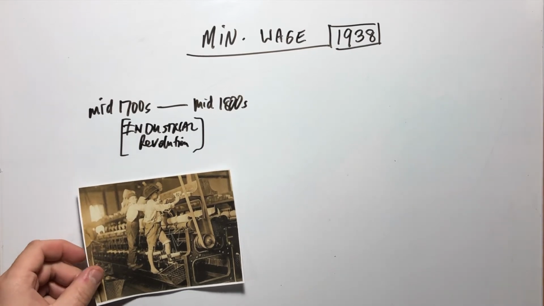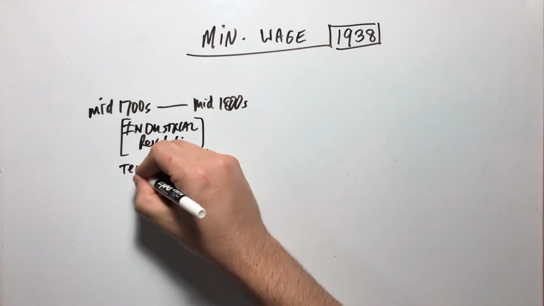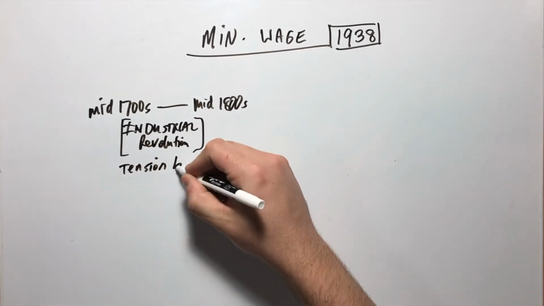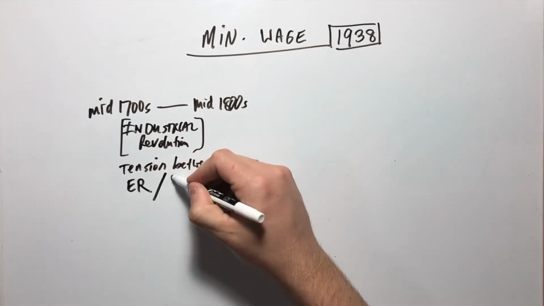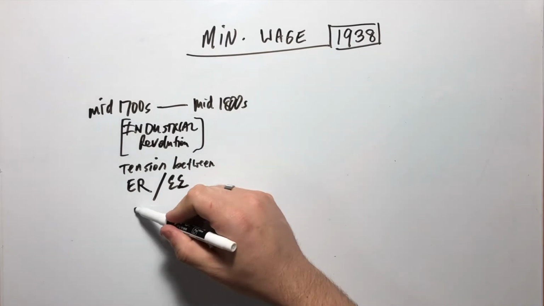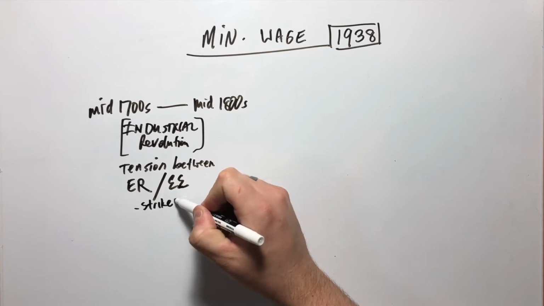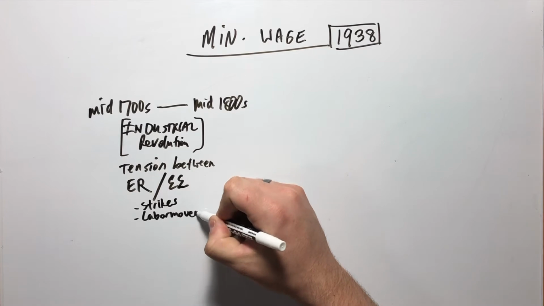And so, as a result of the Industrial Revolution, you began to have tension between employers and employees. This tension hadn't really existed too much up to this point, but it began to be a very significant thing within our society. You started to have strikes and the labor movement began.